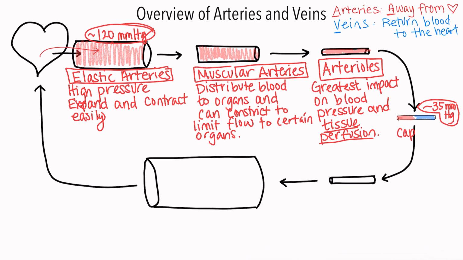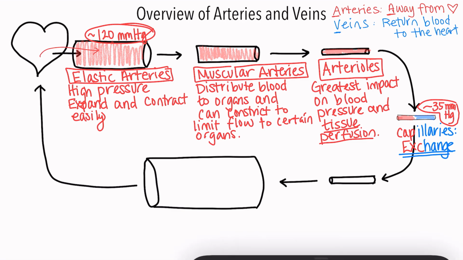I'm going to put the word capillary in both colors. So capillaries, and their job is exchange. So it's going to be exchanging nutrients, exchanging gases. They're very thin, so things can easily pass through them. They're designed for that. Then we come to the venules, which are just little veins that drain the organs of their deoxygenated blood.